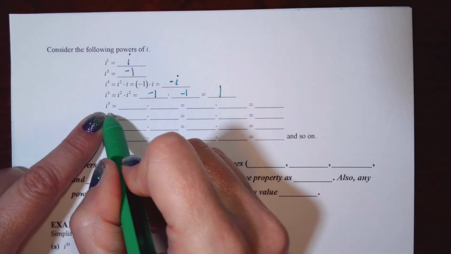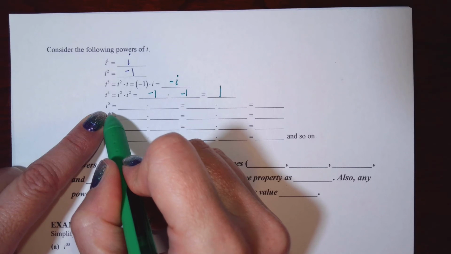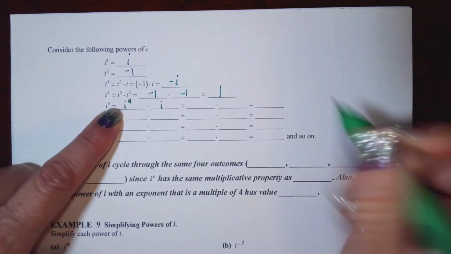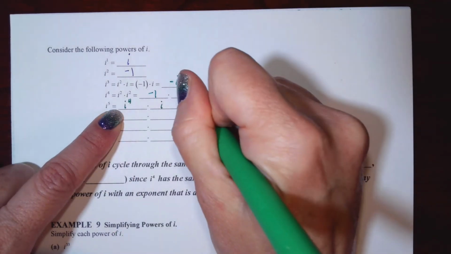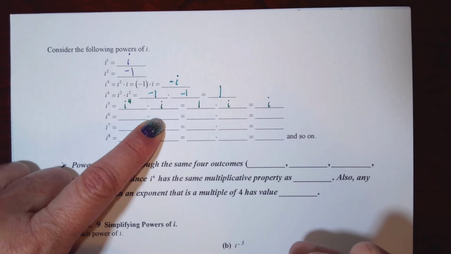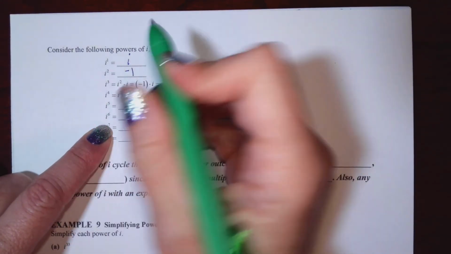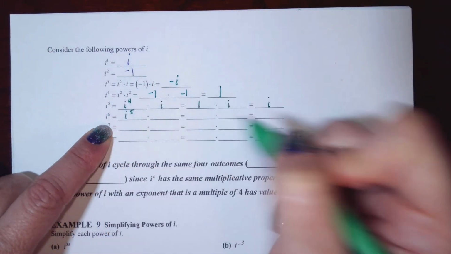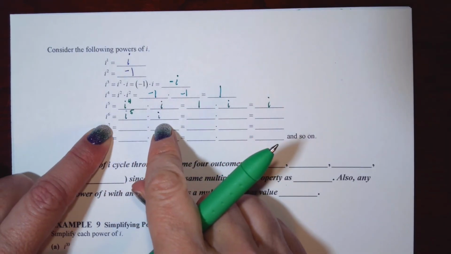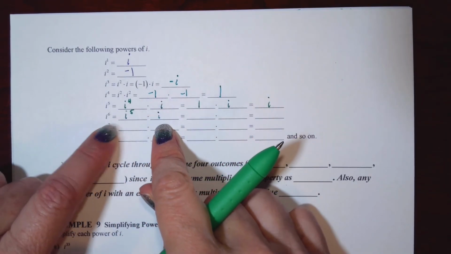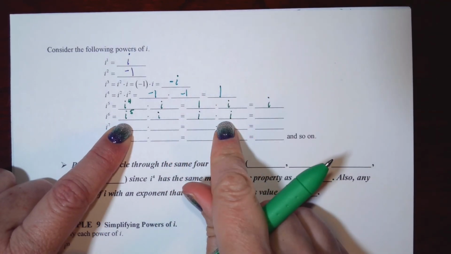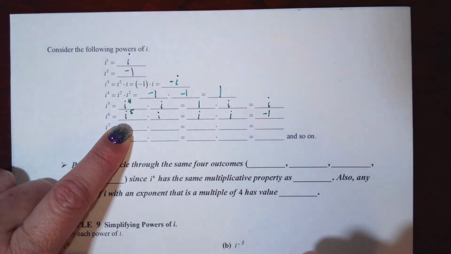i to the fifth. Well, I can rewrite i to the fifth as i to the fourth times i. And i to the fourth we just figured out is 1. So 1 times i is just i. i to the sixth I can rewrite as i to the fifth times i, because 5 and 1 is 6. That's my exponent. i to the fifth we just found out was i. i times i is i squared, which is negative 1.